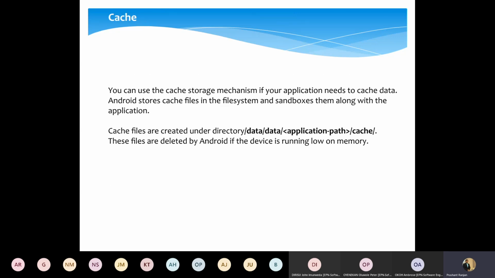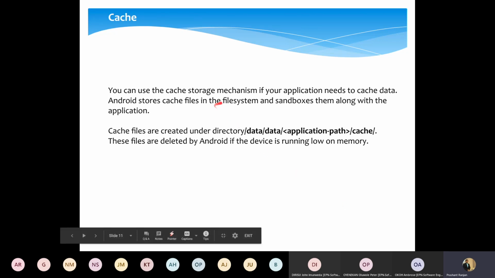Then the last is going to be cache. Cache is used for frequently accessed data. So as you are doing with the file, you can also take advantage of the cache, and inside the cache, you can store information.